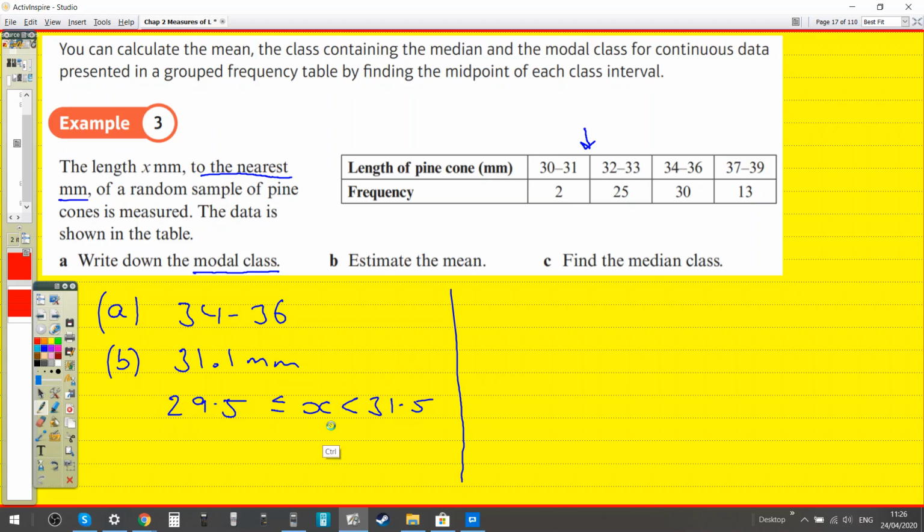Sorry, am I putting the midpoints of each of the lengths of the pine cones here? Yeah, after down the up, down, lower bound. So just the normal way, calculator, to get the estimated mean.